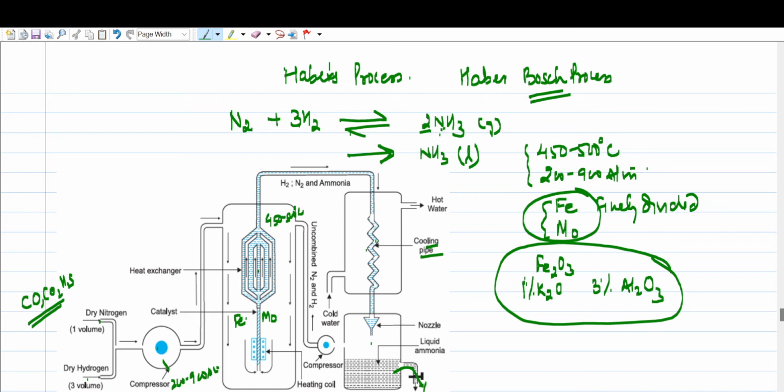Now in case, children, some additional hydrogen and nitrogen is there which is not converted into ammonia, then it is again collected and resent into the catalytic chamber so that it is converted into ammonia gas. Okay, so this is our Haber's process.